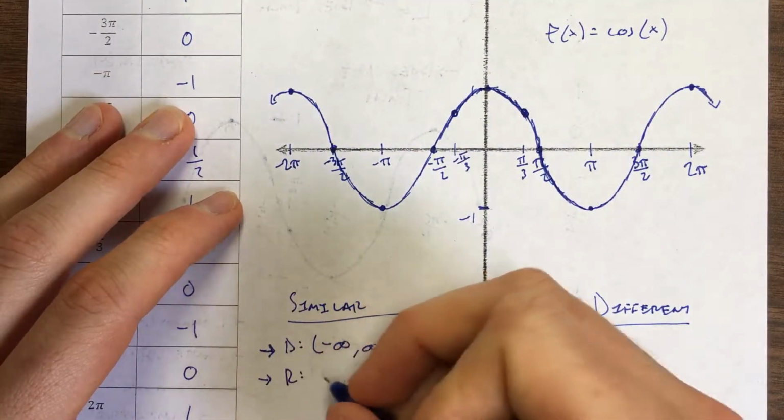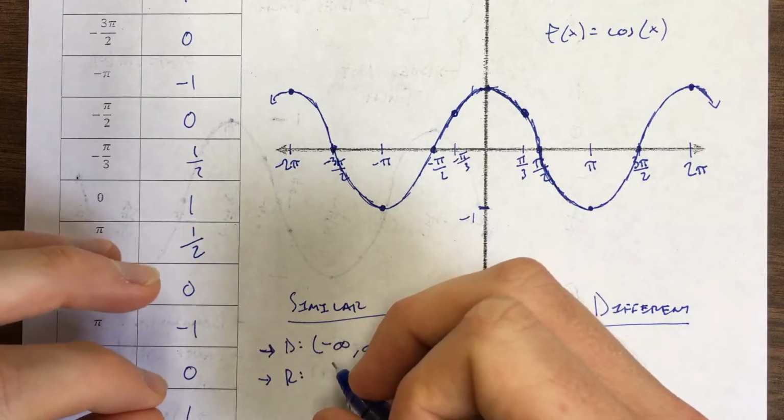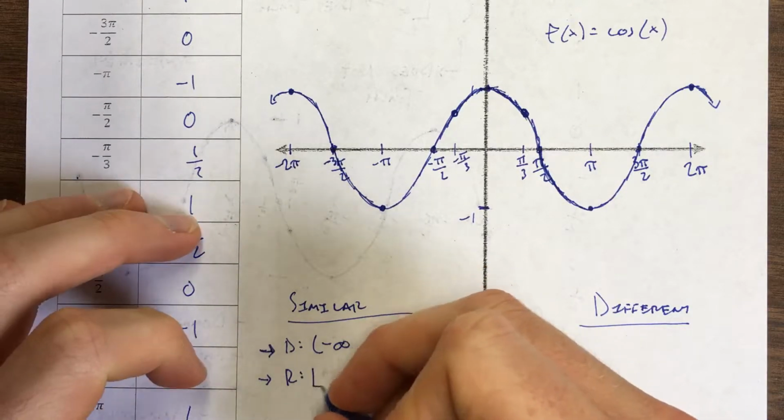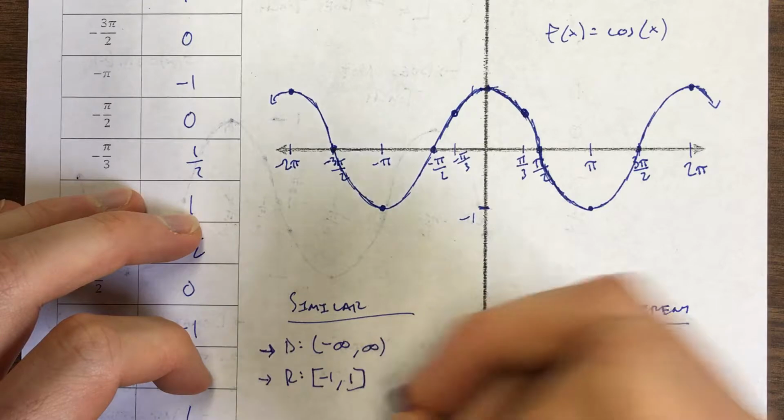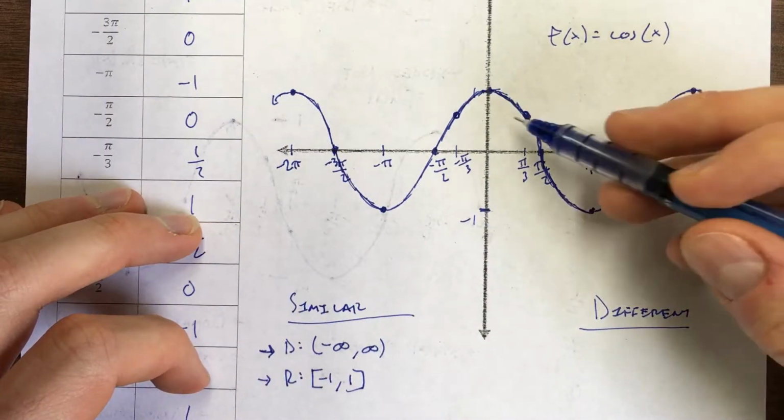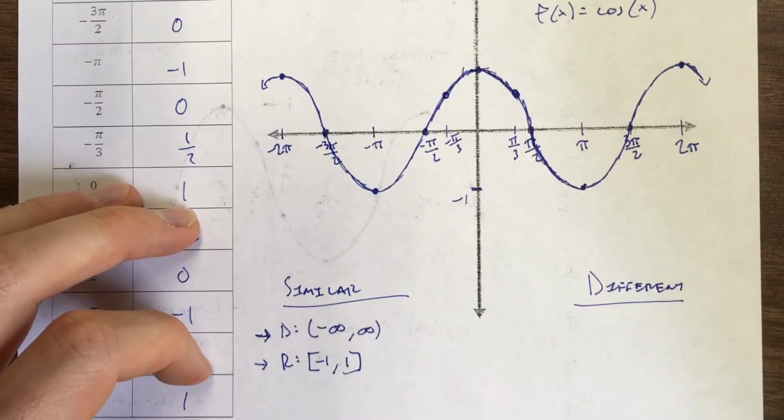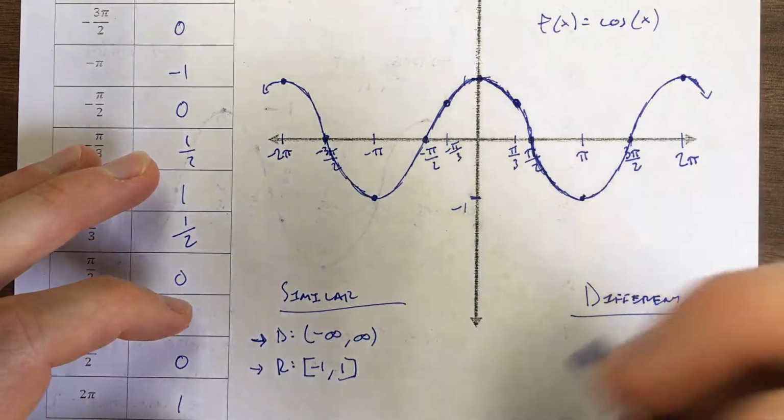Another similar thing is the range. So the range is going to be -1 to 1. It does touch at -1. It does touch at +1. So that's going to be similar to the sine function.